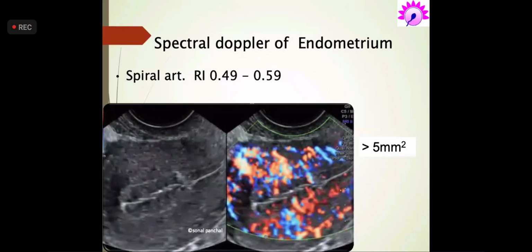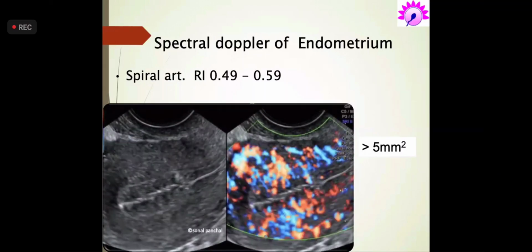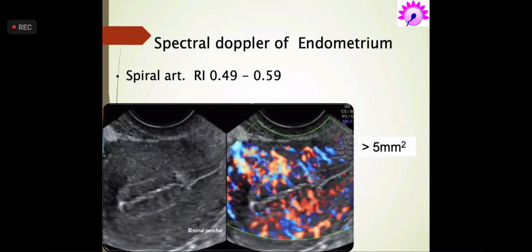These blood vessels must also have low resistance flow because of the estrogen, because continuous oxygen supply to the endometrium is required before the ovulation, before the implantation occurs, and it should cover at least 5 millimeter square area because that's the minimum area required for the embryo to come and implant.